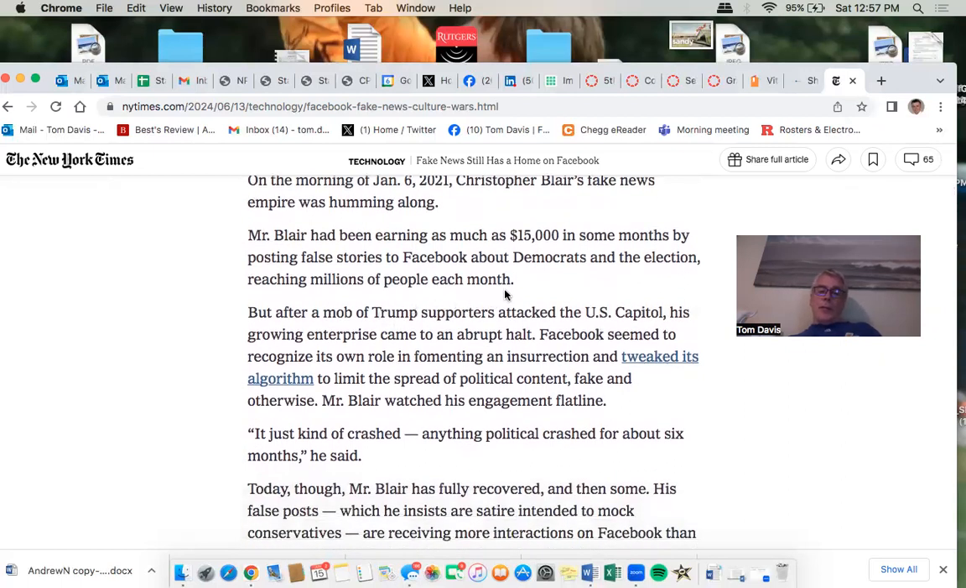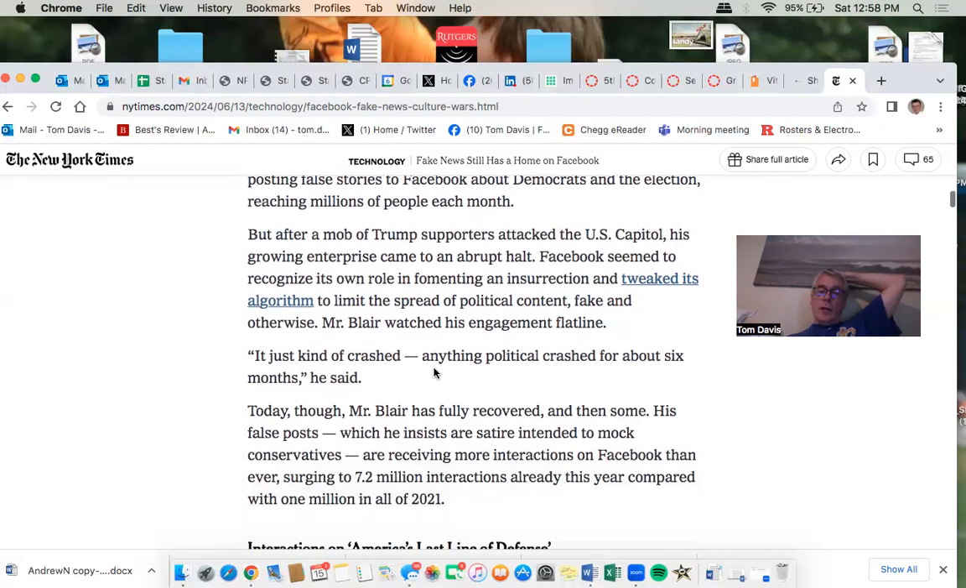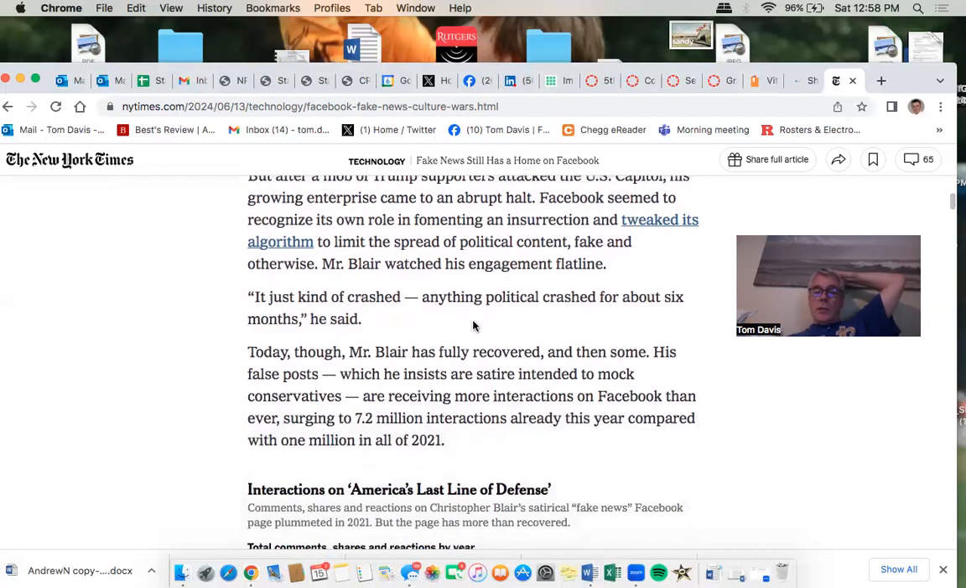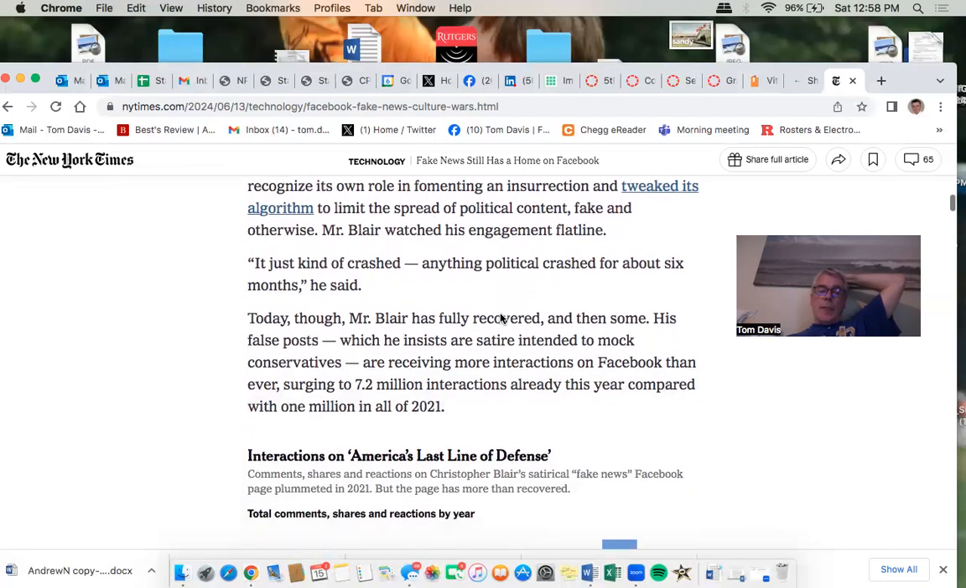But okay, so now we're finding out that he's the guy that basically helped get this thing going, okay? After a mob of Trump supporters attacked the Capitol, his growing enterprise came to an abrupt halt. Facebook seemed to recognize its own role in fomenting the insurrection and tweaked its algorithm to limit the spread of political content, fake or otherwise. Mr. Blair watched his engagement flatline. It just kind of crashed, although anything political crashed for just about 6 months.